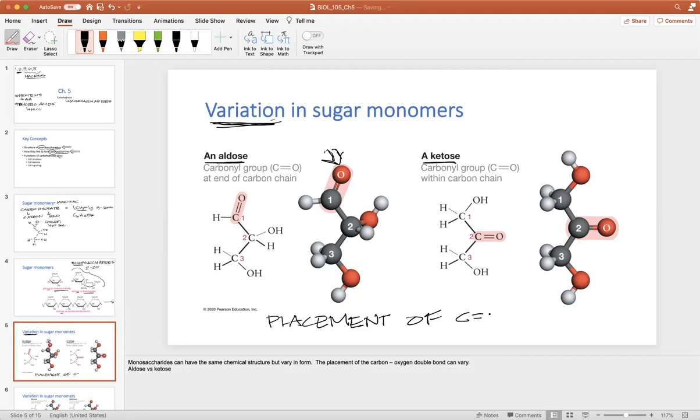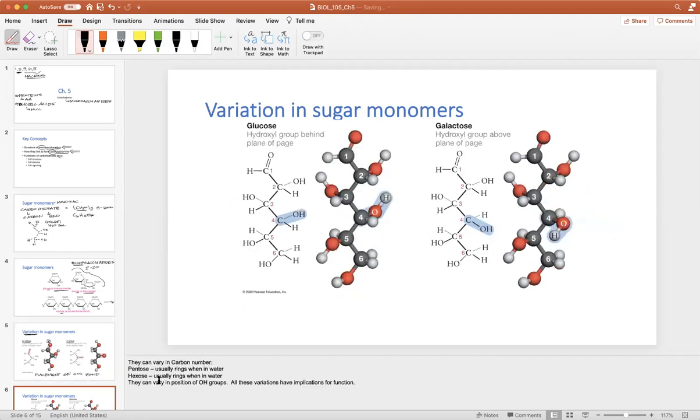Of CO bond. Okay, see how that's a double bond? All right, so that's one way that we can have monomers be different from one another. Oh, okay, I was thinking I had done the same slide twice, but this is a different slide.